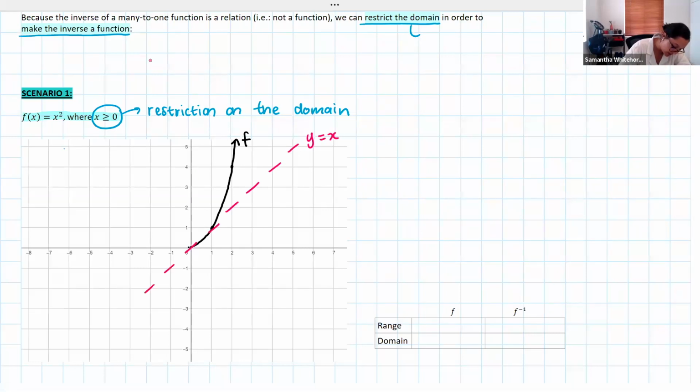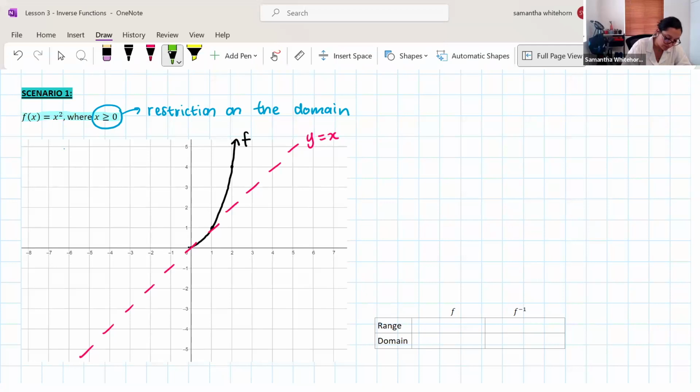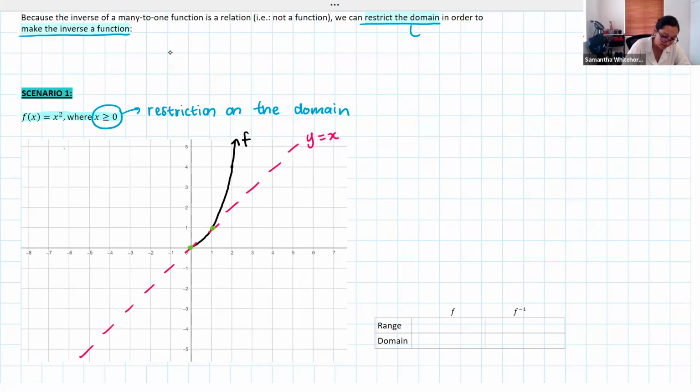If you want to take those coordinates that you plotted and just swap them, absolutely fine. That's what I'm going to do. So the coordinate 0, 0 stays 0, 0, 1, 1 stays 1, 1. But that coordinate 2, 4 now becomes 4, 2. And so what I have is this reflection over the line y equals x. So I've got my inverse function.